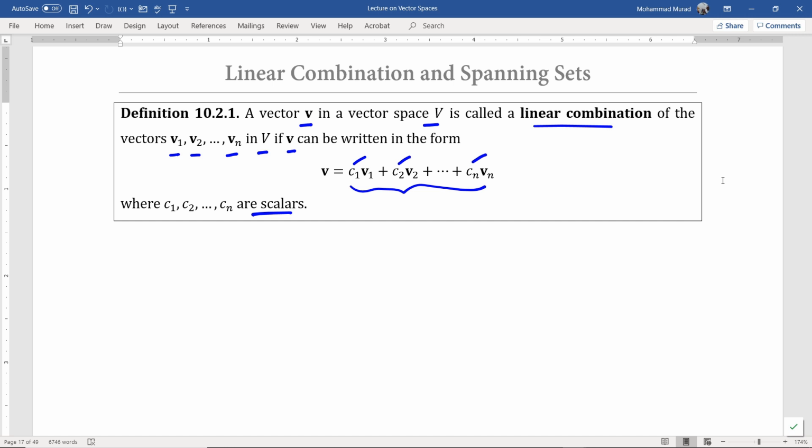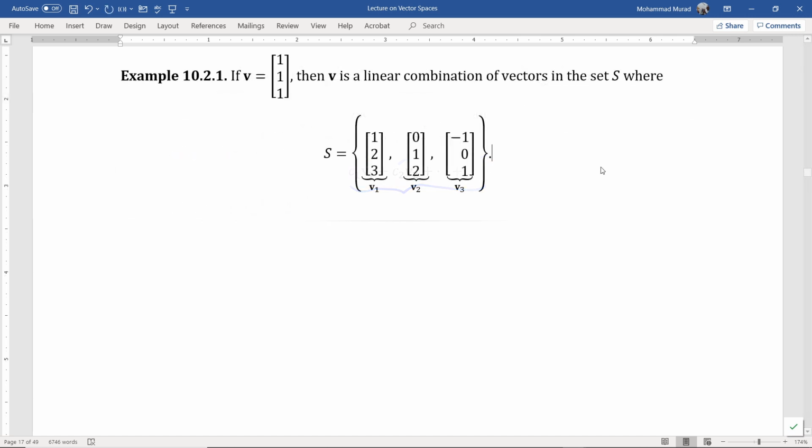Let's try to explain this with the help of an example. If v is a vector with components 1, 1, 1, then v is a linear combination of the vectors in the set S, where S contains these three vectors. Let's call them v1, v2, and v3. So we want to show that this vector v is a linear combination of these three vectors. Let's see the solution.